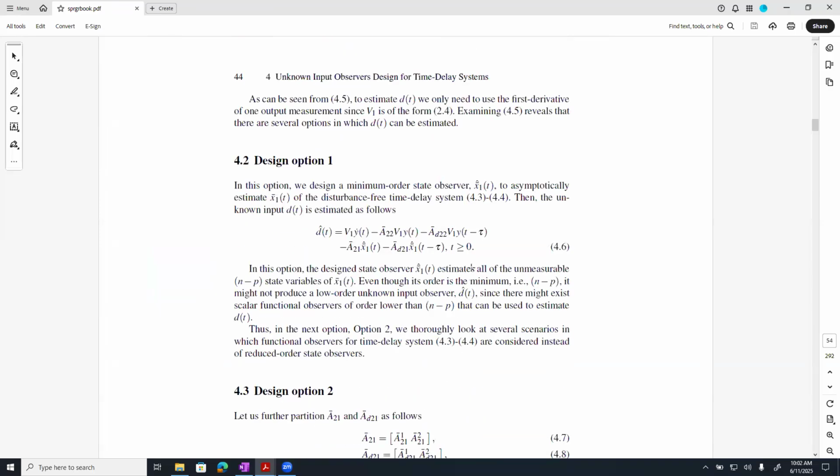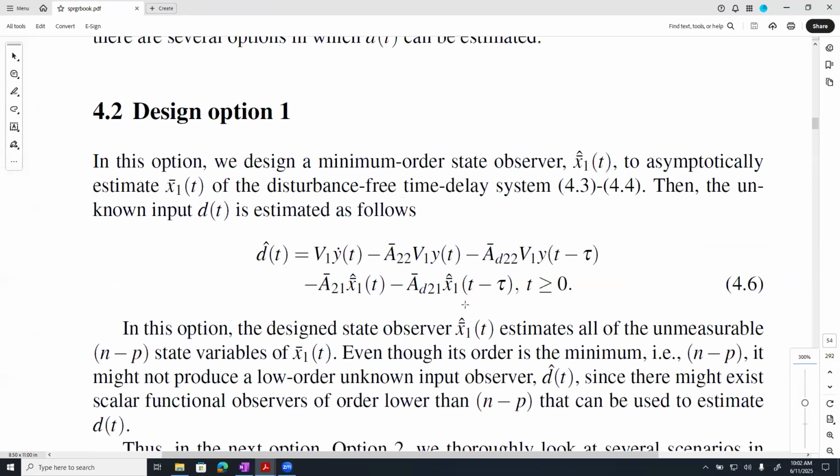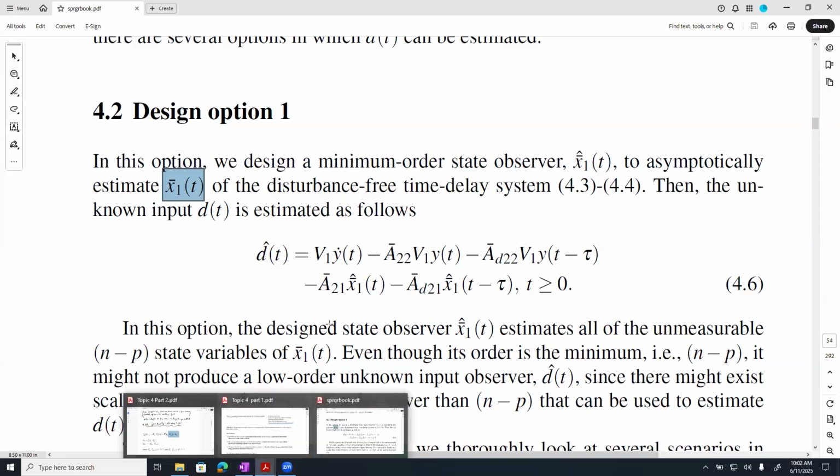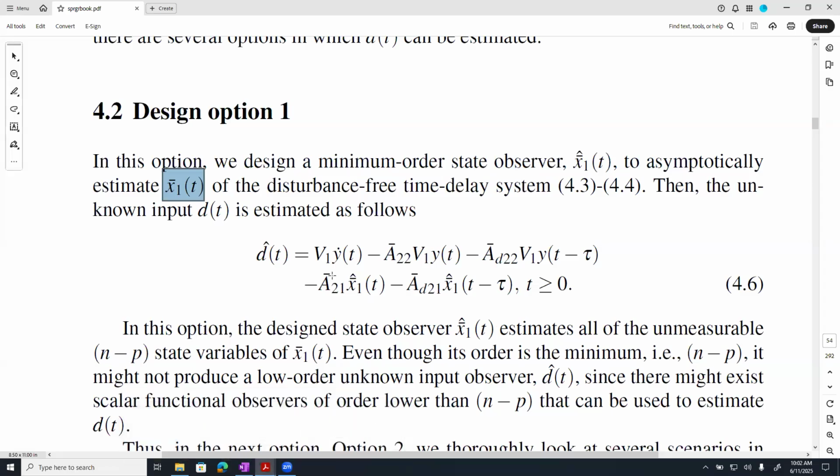And of course, the first option that came into our mind was, why don't we just design a minimum order stack observer to estimate, asymptotically estimate this unknown stack vector. And of course, if we can do that, then realizing the generalized functional can be done by simply replacing x bar of t by x bar hat of t.